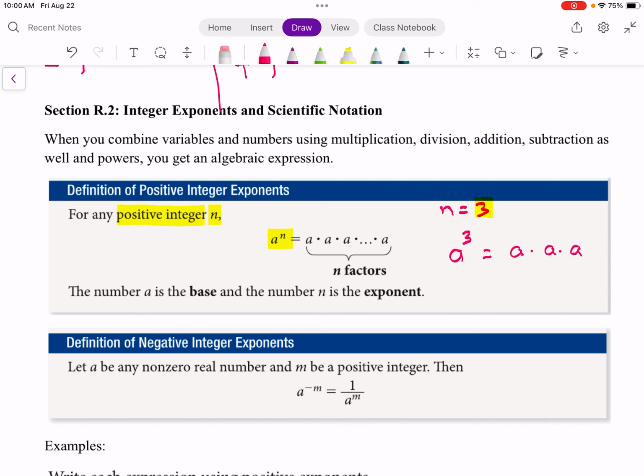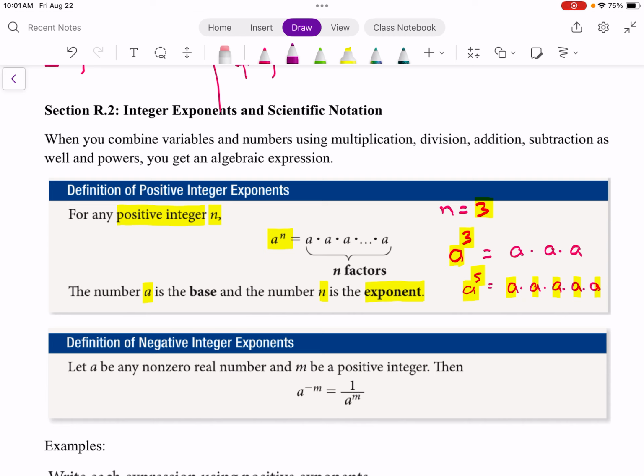In a similar way, if we have a to the power 5, then a to the power 5 is the same as a times a times a times a times a. We have to multiply a 5 times. Here we call a the base. So this a is a base, and our positive integer n is the exponent. So 3 is an exponent, 5 is an exponent, or we can call it power, right?